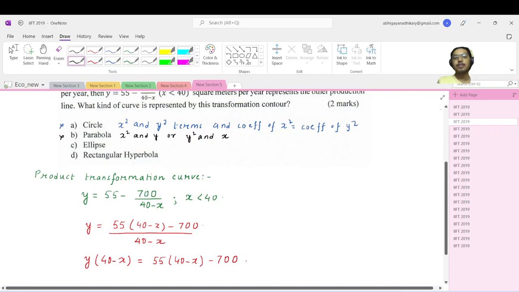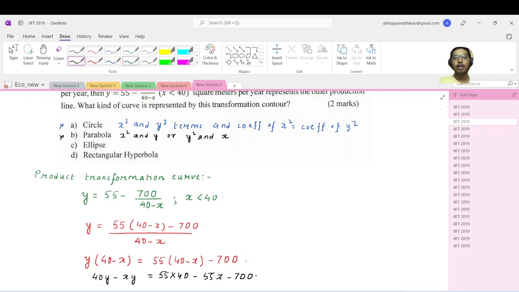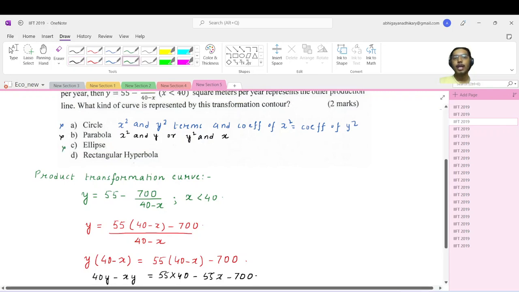You can see from this expression that it will basically boil down to 40y minus xy equals 55 into 40 minus 55x minus 700. You neither have an x square term nor a y square term, so it is not a parabola. Similarly, it will not be an ellipse either, because for an ellipse you have the x square and y square terms, but the coefficient of x square is not equal to the coefficient of y square. Depending upon which is greater, the major axis and minor axis are decided. Again, since x square and y square terms are not there, there is no question of comparing the coefficients.